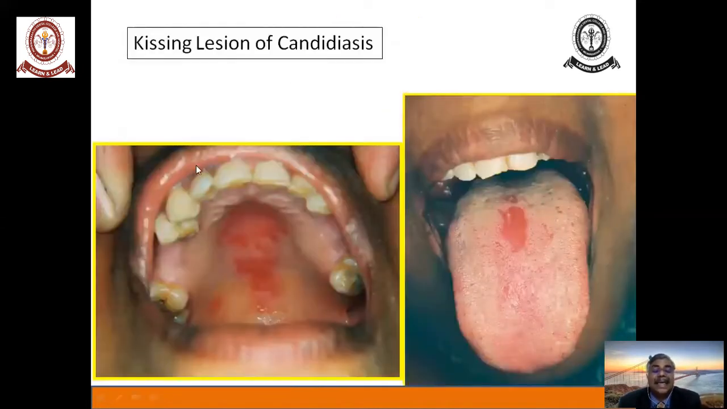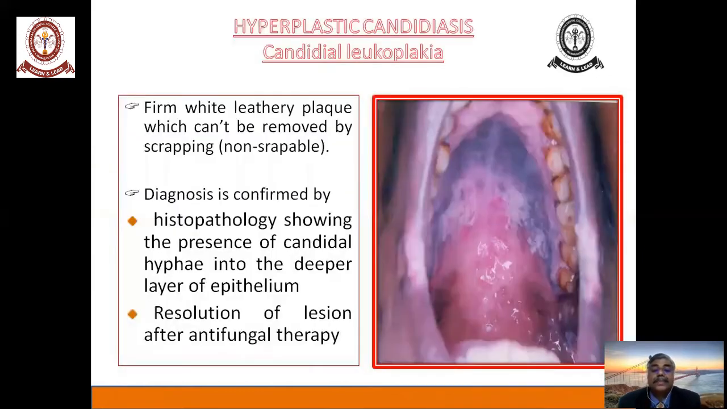Here is a classical case of kissing lesion of oral candidiasis, where the patient has an erythematous candidiasis on the dorsum of the tongue and a similar lesion in the vault of the palate, because the dorsum of the tongue and the vault of the palate are in constant touch. So the infection may spread from the dorsum to the palate. And because of this transmission, it is called kissing lesion of oral candidiasis.